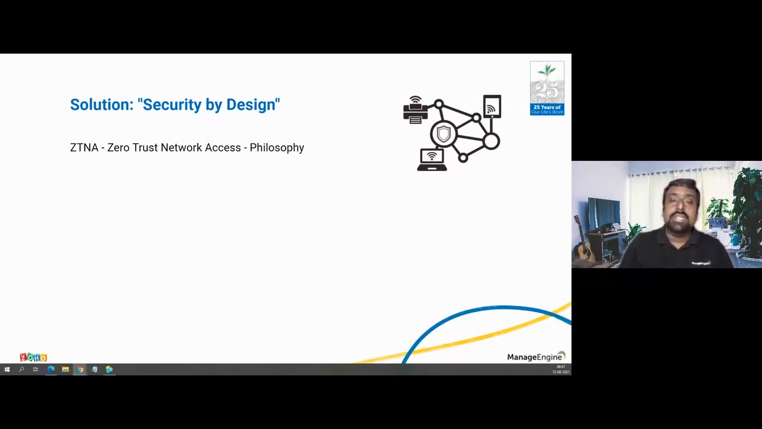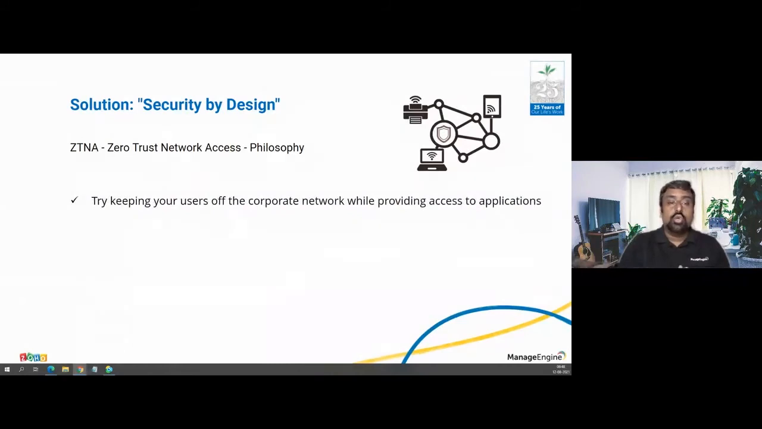I gave you an example. When the device comes in, you should make sure it is in compliance. Otherwise, I don't trust you at all. I'm not going to let you in. But adopting the zero trust network access philosophy into every area of your endpoint is very, very crucial. What I mean by this philosophy is, the first thing is make sure you keep your users off your corporate network while you still provide access to your applications, right? You must provide access for the users to your applications, but at the same time I should never allow them inside my corporate network.